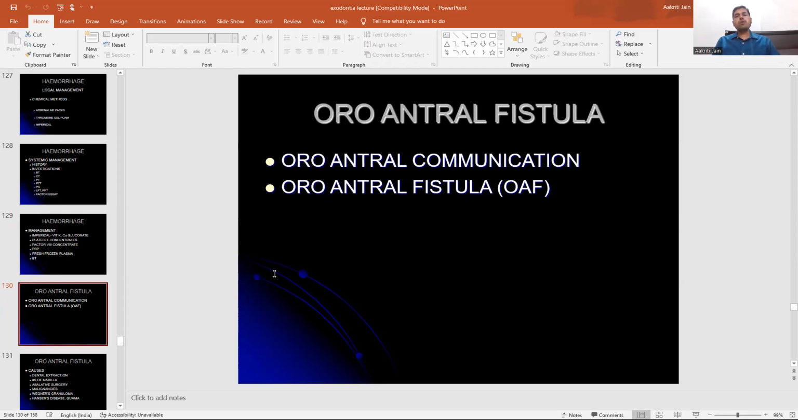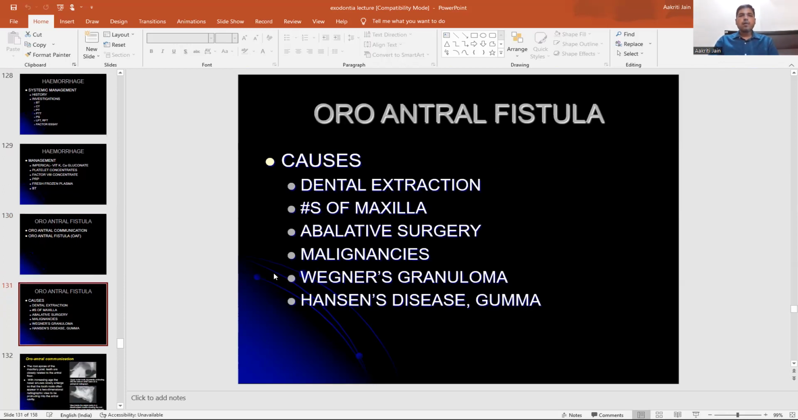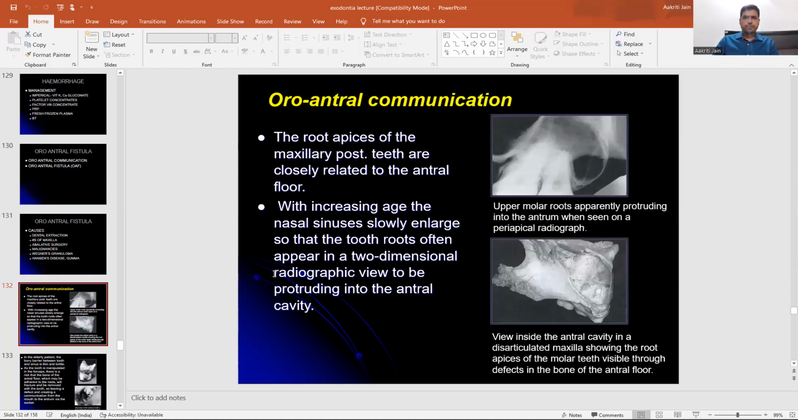Another complication is oroantral fistula. Oroantral communication and oroantral fistula are two different entities. The causes can be dental extraction, fracture of the maxilla, ablative surgery procedures, malignancies, Wegener's granulomatosis, Hansen's disease, or gumma. So you can see the oroantral fistula in this.